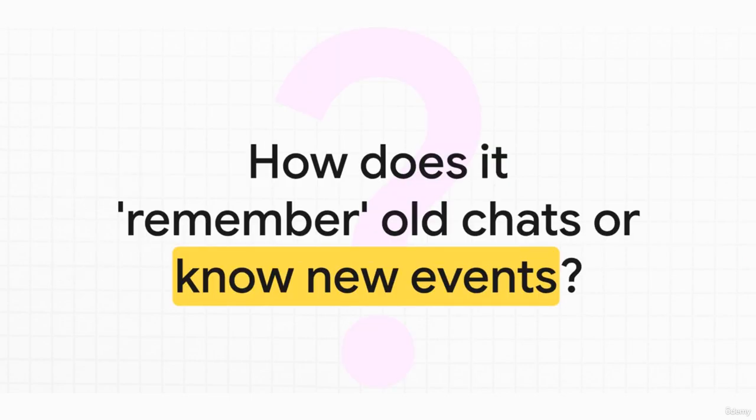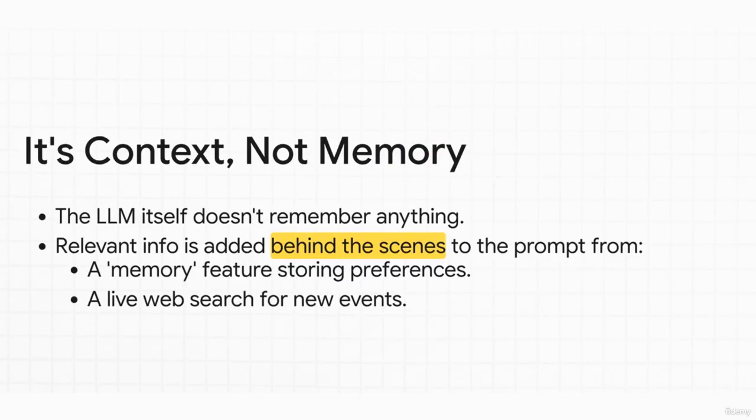Okay, so if it doesn't learn in real time, then what's going on when it seems to remember something you talked about last week? And if its training data was cut off last year, how in the world can it tell you about something that happened yesterday? The secret here isn't memory. It's all about context. The LLM itself is completely stateless. It has no memory at all. It's the application around it, like the ChatGPT interface, that's doing all the heavy lifting.